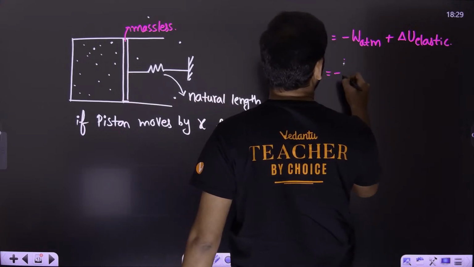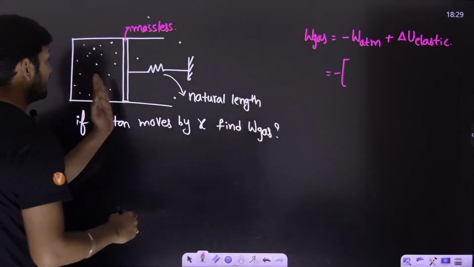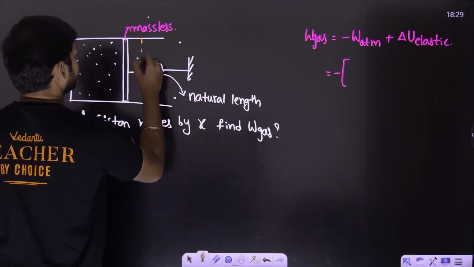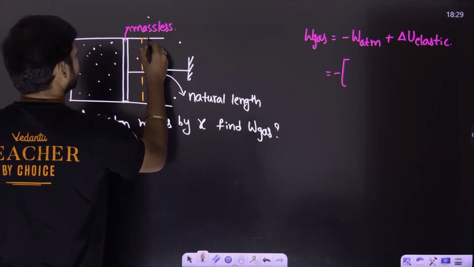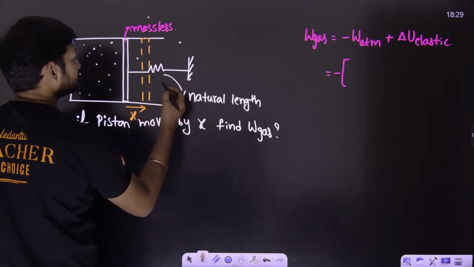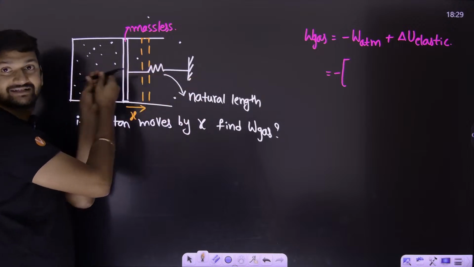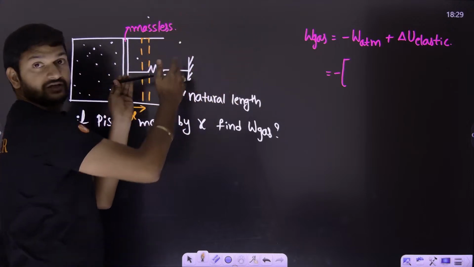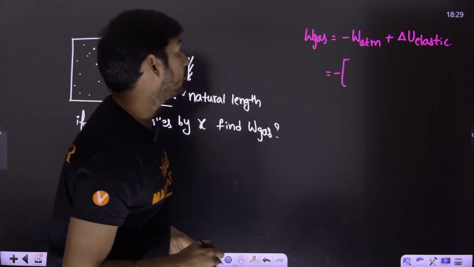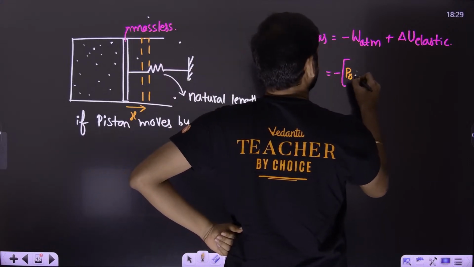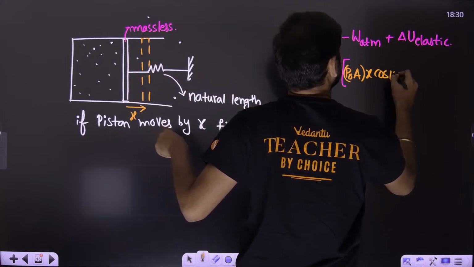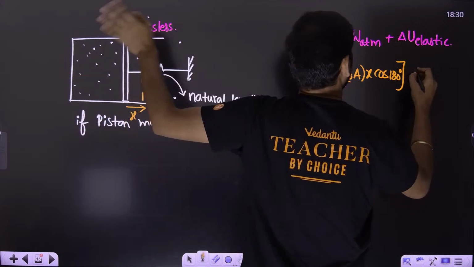Now, when I am going to talk about work done by the atmosphere, look man, this piston, I am taking that it is going to move to the right side by some x. How is the force by atmosphere? Because we have atmosphere here, it will apply pressure like this. So the force by atmosphere is like this, displacement is like this. So work by atmosphere is going to be P naught into A, and displacement x, and cos 180. Why did I say cos 180? Because force and displacement are in the opposite direction.